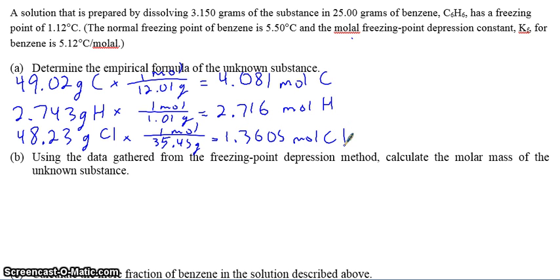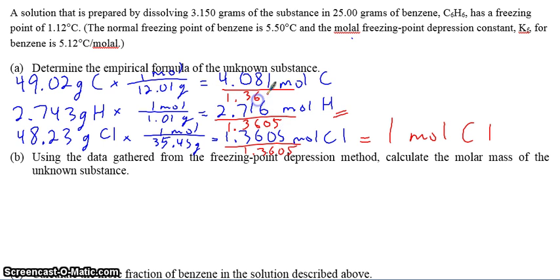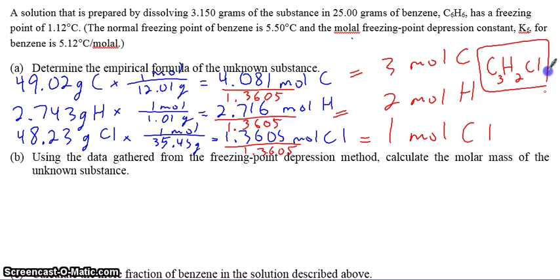The next step is dividing by small. So if we divide all these by the smallest, which is 1.3605, this becomes 1 mole of chlorine. If we divide by 1.3605, the numbers are very clean. You get yourself 2 moles of hydrogen, and you get yourself 3 moles of carbon. So the empirical formula is actually C3H2Cl. This is the empirical formula.